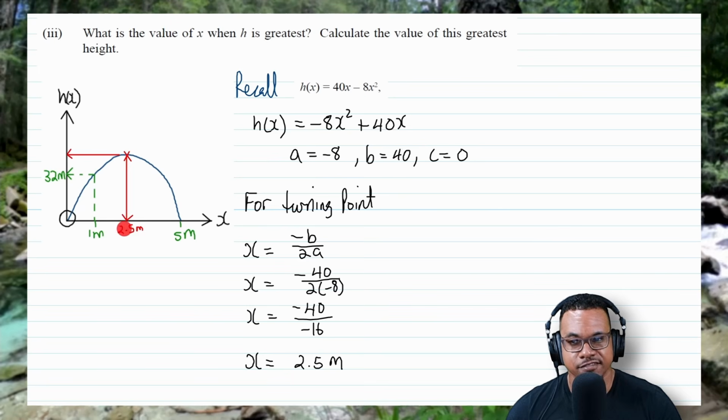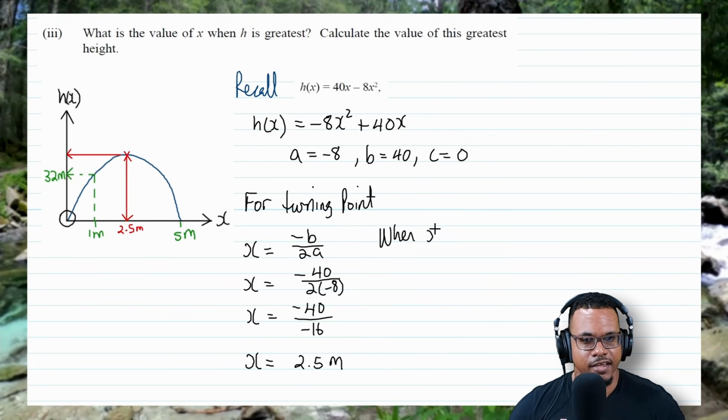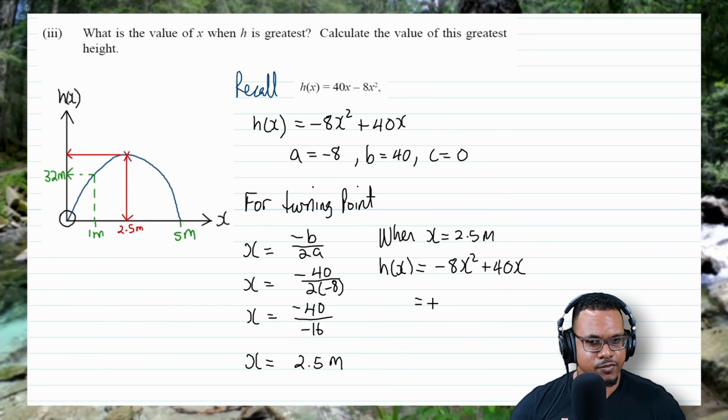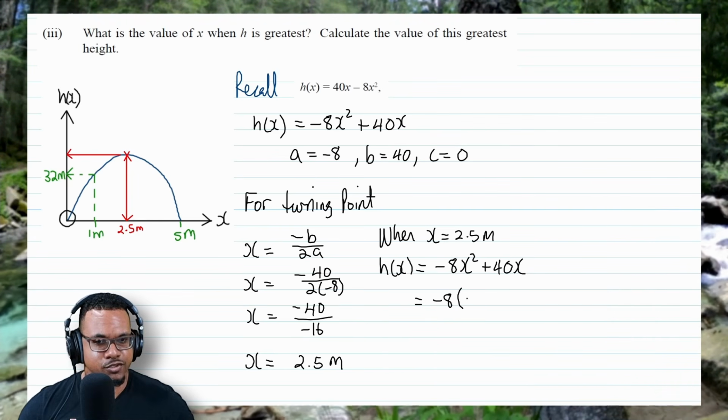So now that we know the x value for the greatest height, we just have to substitute this x value into the quadratic expression to get the y value, which will be h of x. So I'll put when x is equal to 2.5 meters, h of x is equal to negative 8x squared plus 40x. So that's negative 8, and x is 2.5, you're going to square that, plus 40 times x, which is 2.5. Right, and this will be h of 2.5.